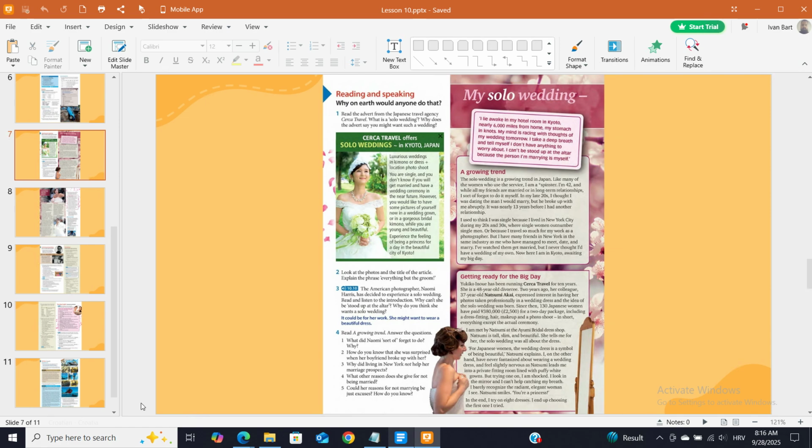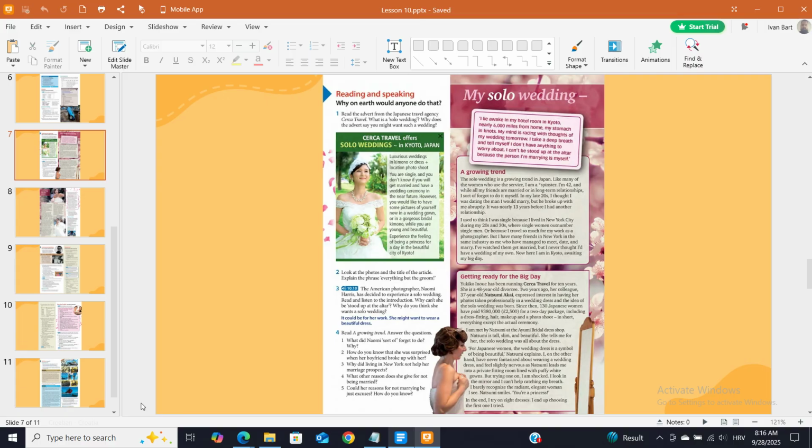Getting ready for the big day. Yukiko Inoue has been running Circa Travel for 10 years. She is a 48-year-old divorcee. 2 years ago, her colleague, 37-year-old Natsumi Akai, expressed interest in having her photos taken professionally in a wedding dress, and the idea of the solo wedding was born. Since then, 130 Japanese women have paid 380,000 yen, £2,500, for a 2-day package, including a dress fitting, hair, makeup and a photo shoot. In short, everything except the actual ceremony.